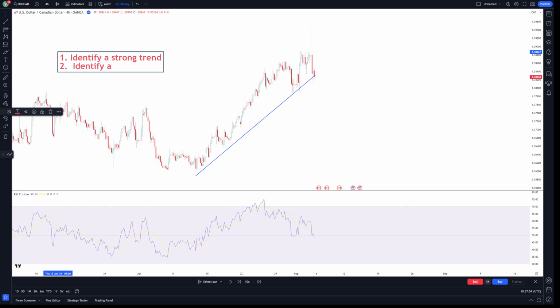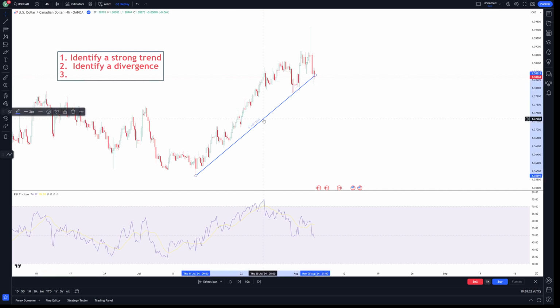identify a divergence. Okay. Now, what is divergence? Divergence is where you have a momentum indicator, which we have here in the RSI, that starts to move in the opposite direction as the price itself. That is exactly what's happened here.